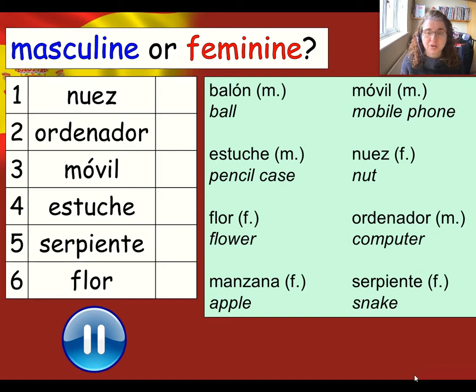So, what I would like you to do is to list the words 1 to 6, then look at the glossary and find out whether these words are masculine or feminine, and write an M for masculine and an F for feminine, just like you did before. So pause the video now, have a go at that, and then press play again when you're ready to check the answers.